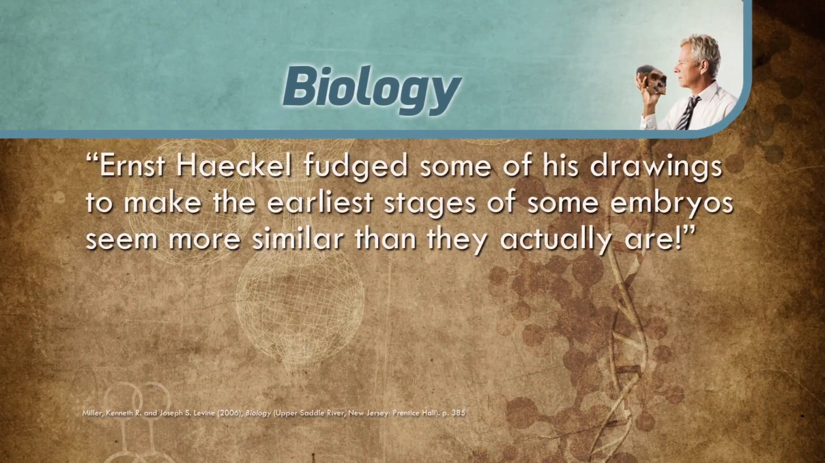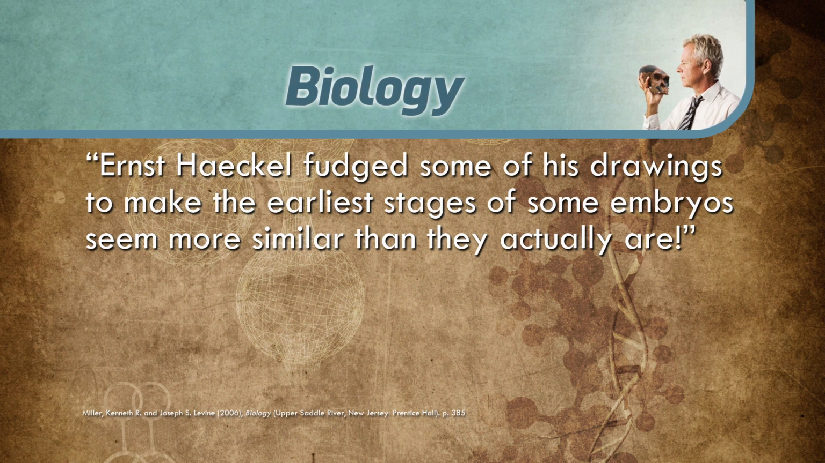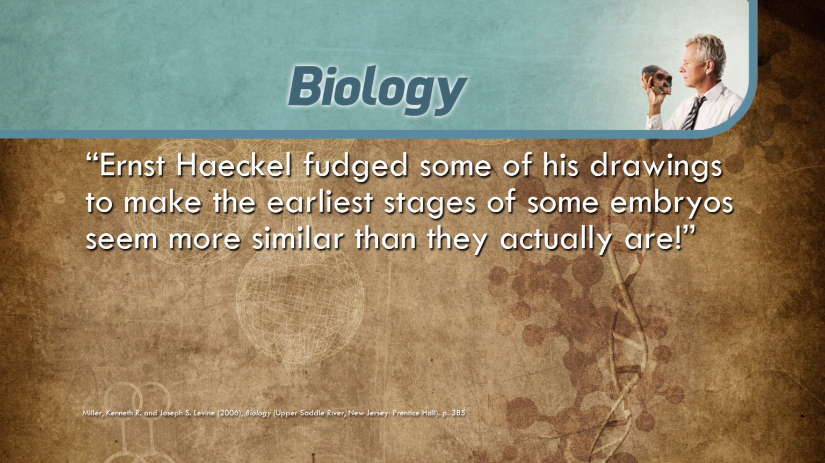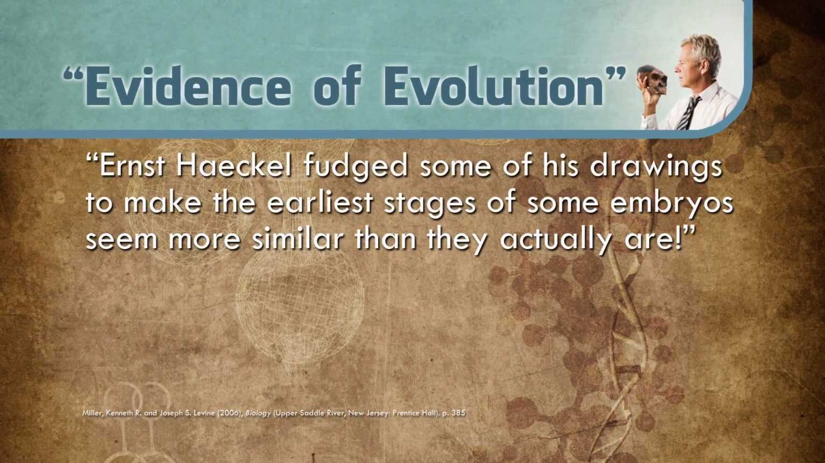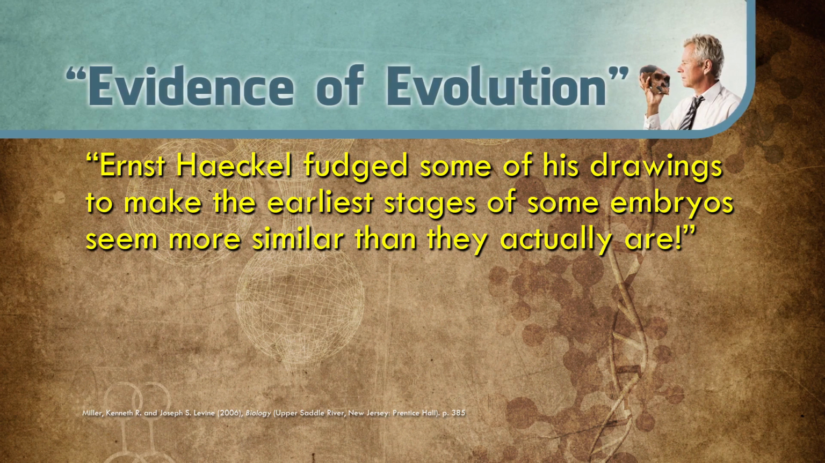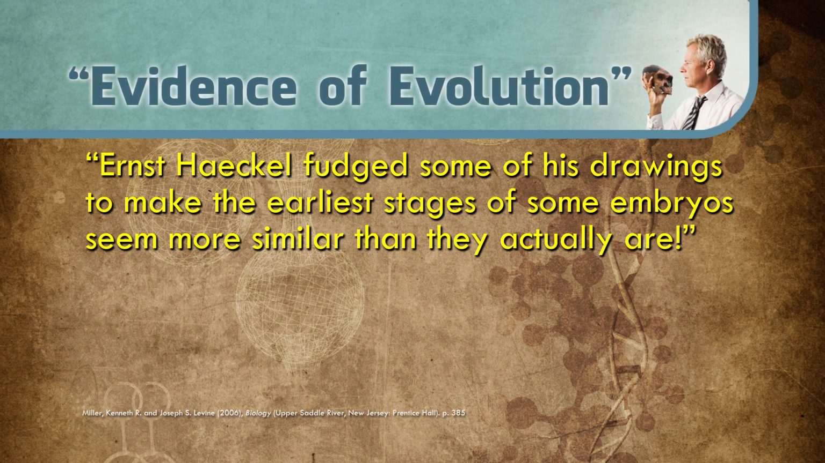That certainly gives us a lot of confidence in the evolutionary scientific community. Haeckel perpetuated a hoax. Even many evolution-friendly biology textbooks admit as much today. Miller and Levine's textbook Biology, used widely in the U.S. and published by Prentice Hall, says, "Ernst Haeckel fudged some of his drawings to make the earliest stages of some embryos seem more similar than they actually are." Sadly, in spite of such admissions, biology textbooks still use embryonic recapitulation as proof of evolution. In fact, this statement on the screen is in the section of the book titled Evidence of Evolution.